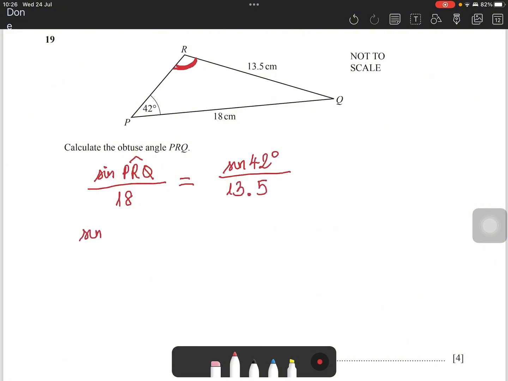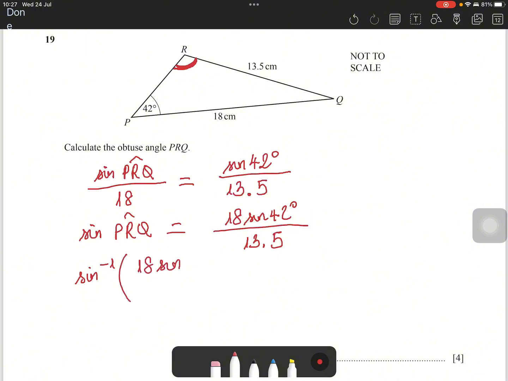So to find sin of PRQ, we will multiply 18 by sin 42 degrees. Then we divide it by 13.5 centimeters. And to find the angle PRQ, we need to find the inverse sin of 18 sin 42 degrees over 13.5. The inverse is 63.1 degrees. But we see that in the question, we need to find the obtuse angle PRQ.